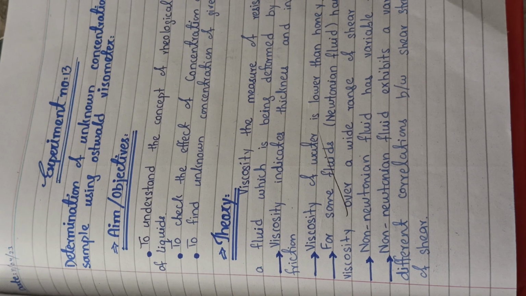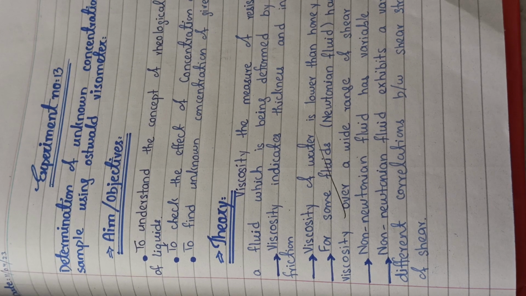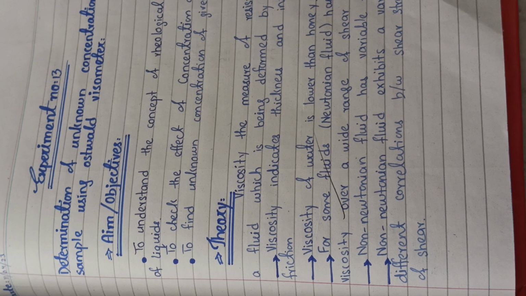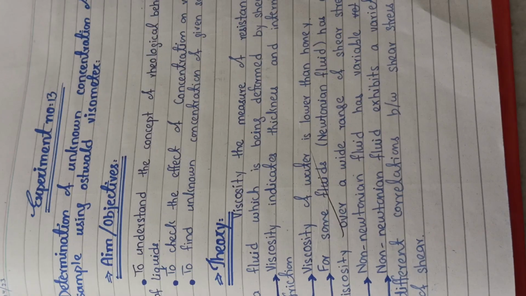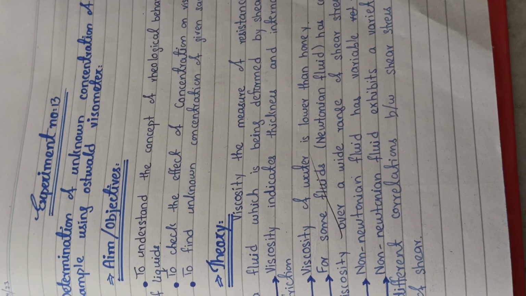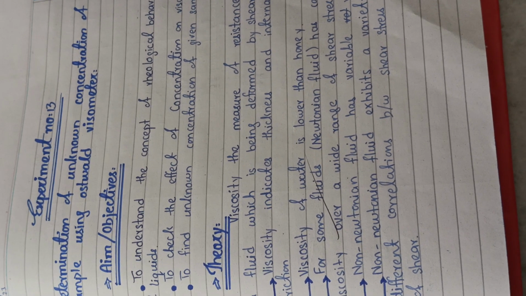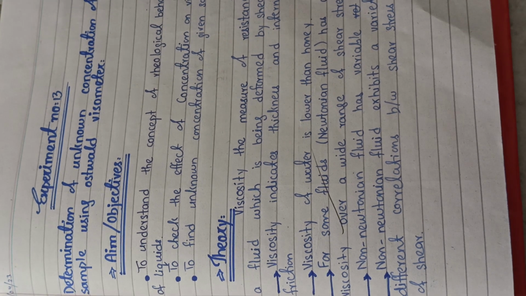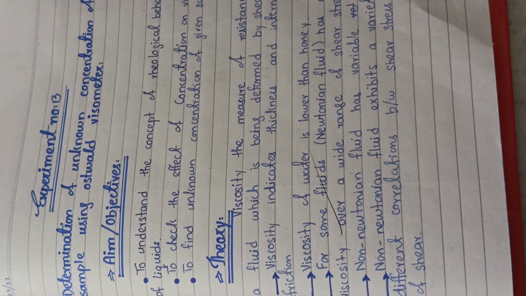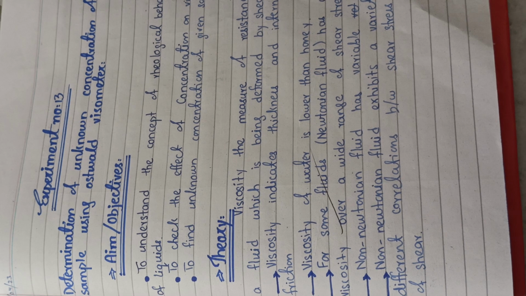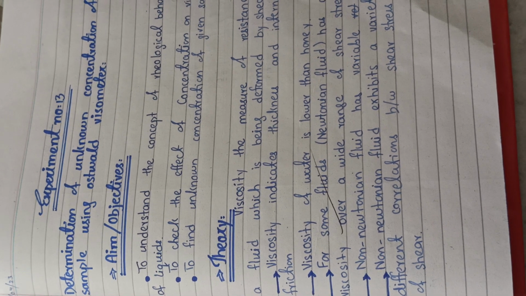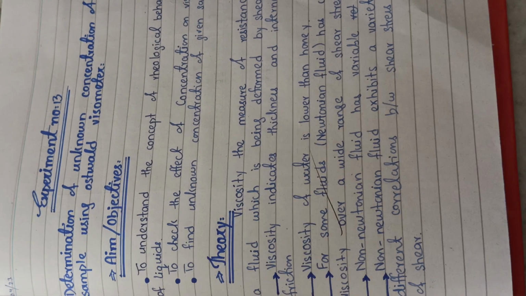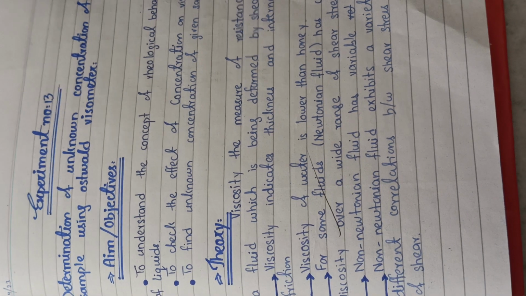Today we are going to discuss the determination of unknown concentration of a sample using an Ostwald viscometer. In the previous lecture, we discussed how to find the viscosity of a particular substance or compound with the help of an Ostwald viscometer. But now, in this experiment, we are going to determine the concentration and see how the concentration can affect the viscosity of a compound.